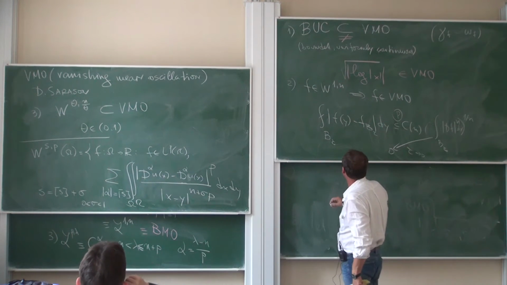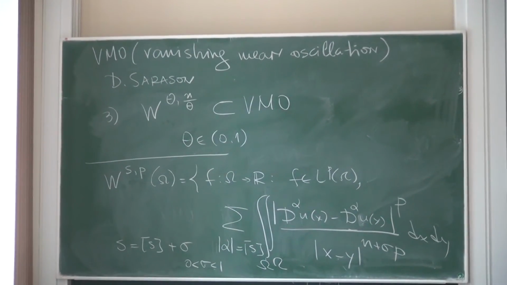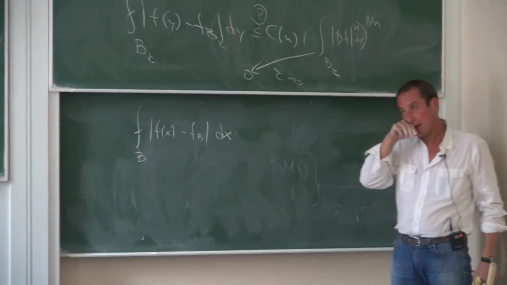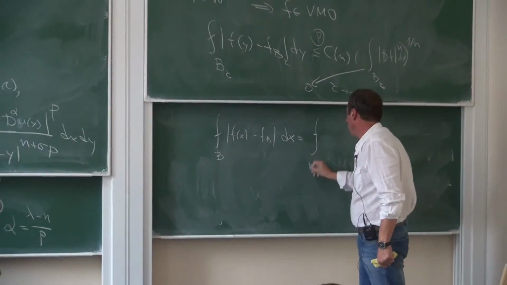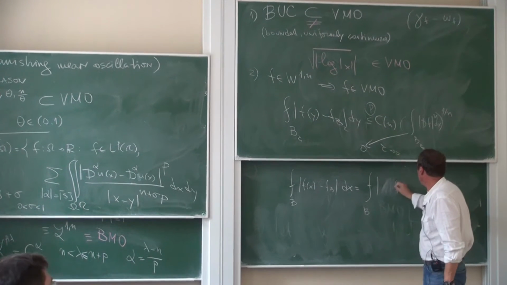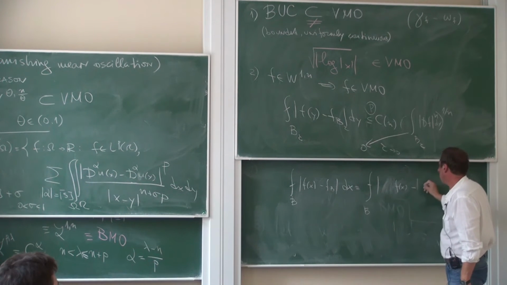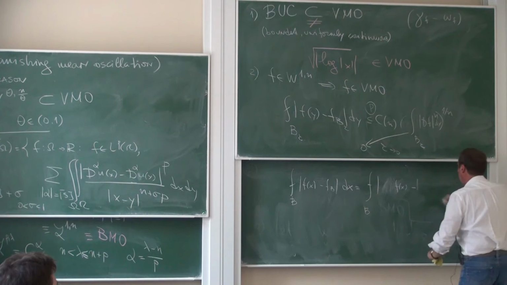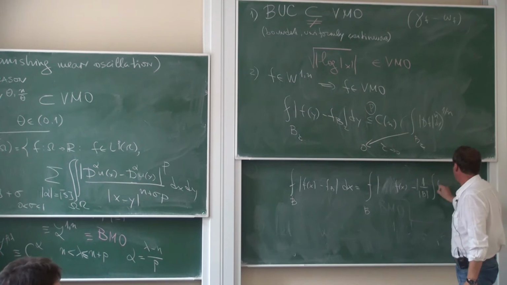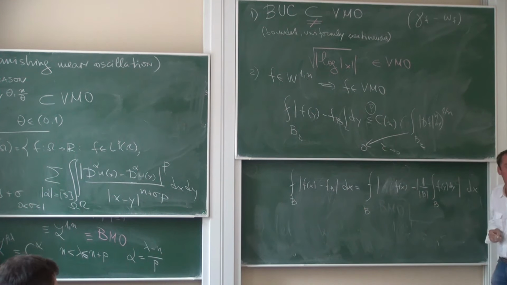I start of course with the mean integral taken over some ball of f of x minus the mean value of f on the ball. And I'm considering this mean integral. Now I will do this way. I will write, so there you have f of x. I will write this mean value like the mean integral over b of f of y dy. Okay, and here I have integration with respect to x.